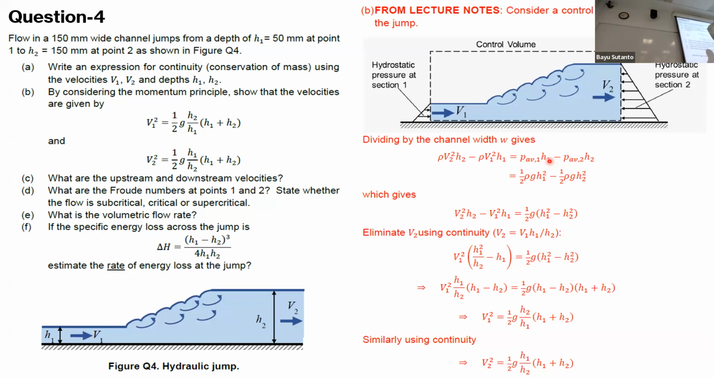And using the continuity in practice one, the mass volume inlet must be equal to mass volume outlet. So V1 multiplied by H1 must be equal to V2 multiplied by H2. So V2 must be equal to V1 H1 divided by H2, so we change V2 with constant and we get this.